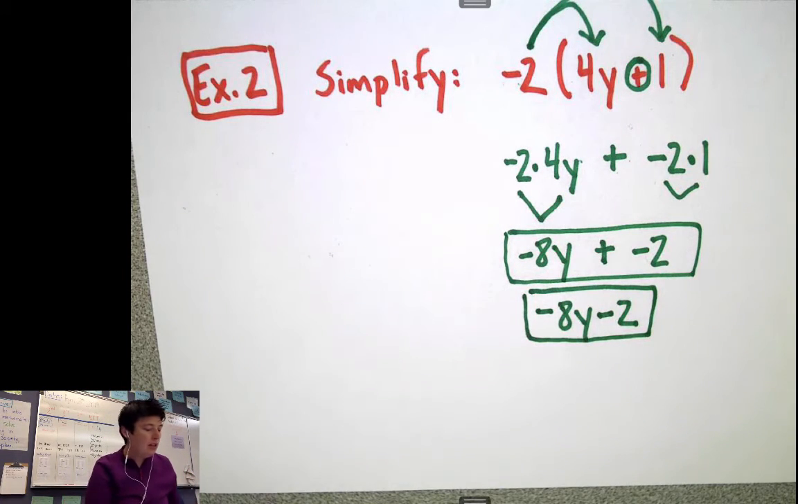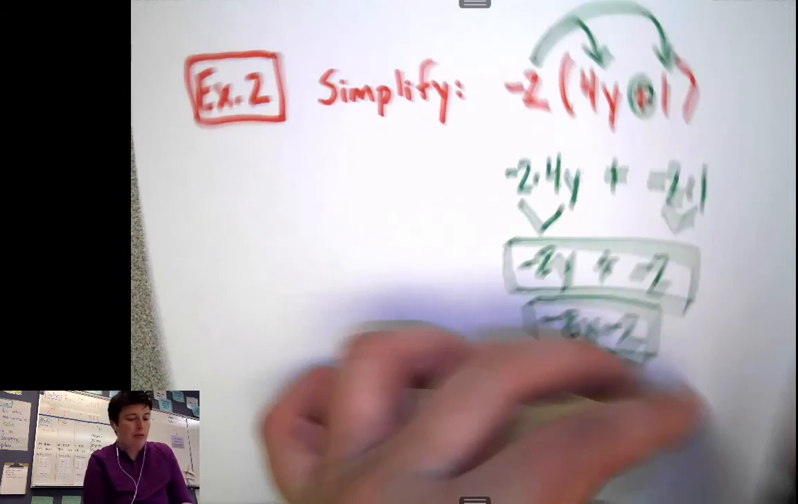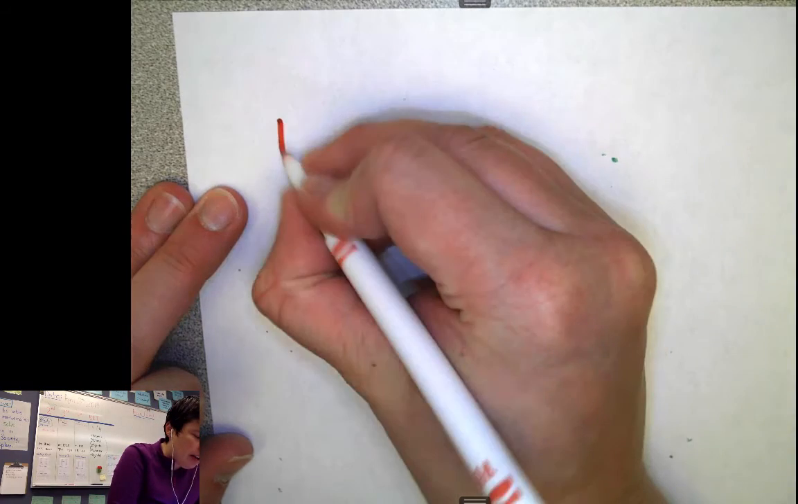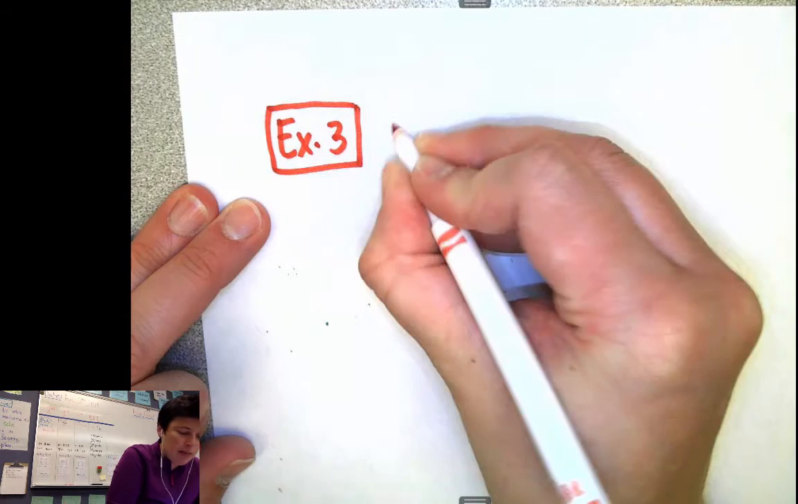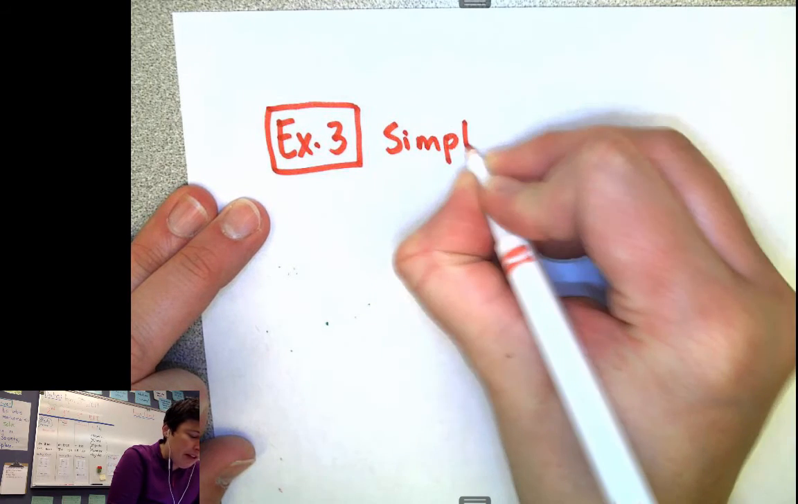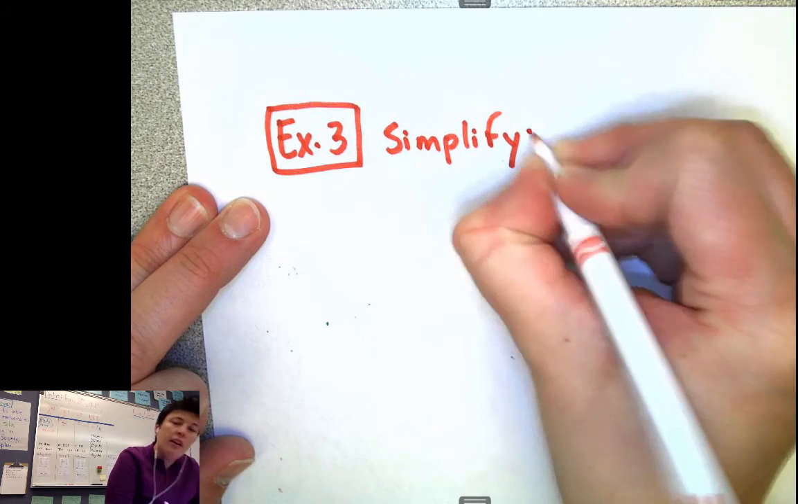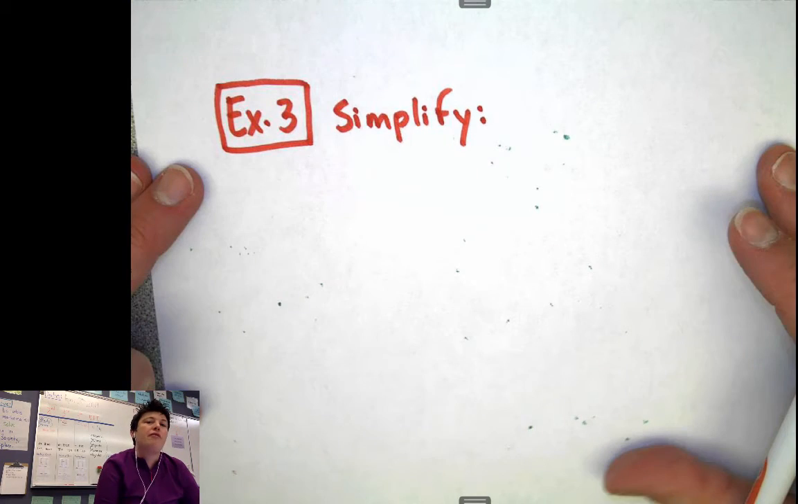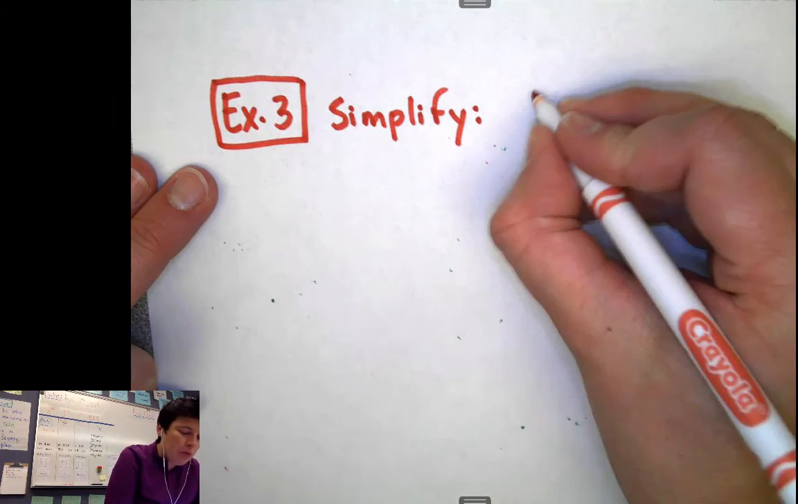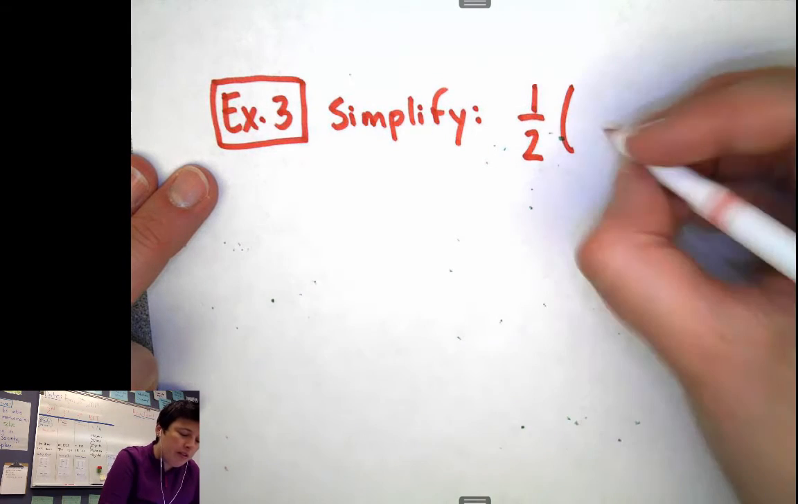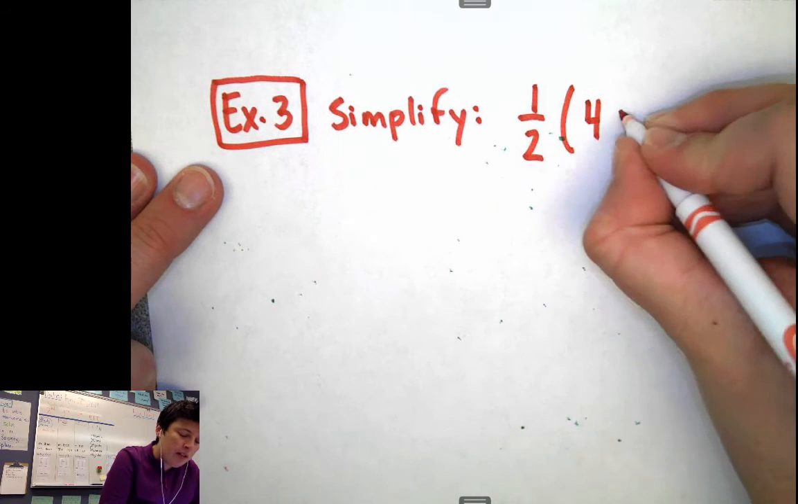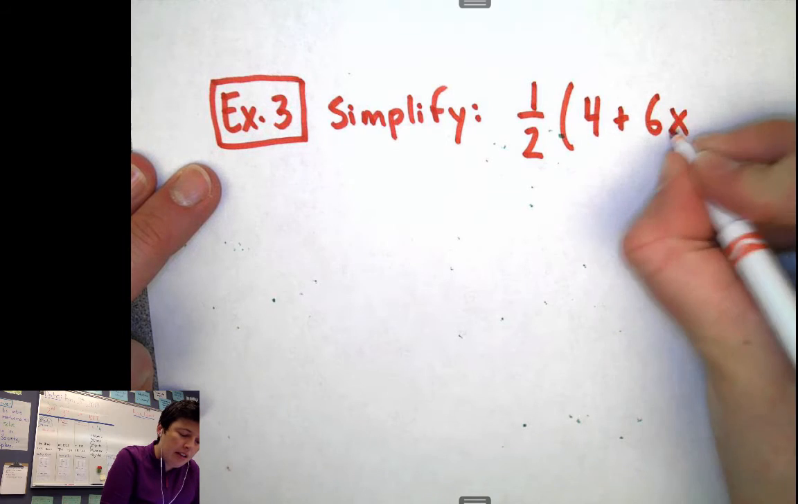Okay, so let's look at another one here. We'll do an example 3. Move that off to the side. Why don't we throw a fraction in there and make this real exciting? Okay, example 3. We're going to simplify. And this time, like I said, we're going to throw a fraction in. So we're going to do 1/2 parentheses. And in this parentheses, we're going to have 4 plus 6x.